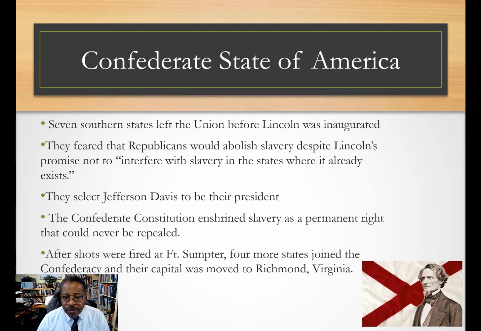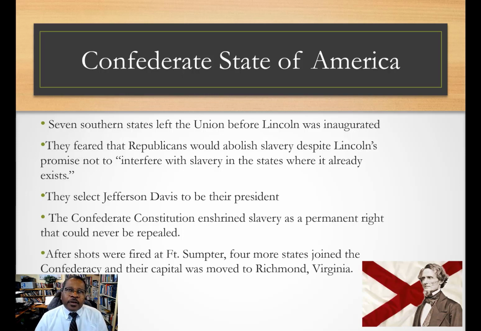They elect Jefferson Davis as their president. And then after shots are fired at Fort Sumter, they moved the capital from Montgomery, Alabama to Richmond, Virginia. And this is why the war is going to be so bloody and take so long, because Richmond, Virginia is just about 100 miles from Washington, D.C. So when you put the capitals so close together, this is why the South feels they cannot afford to lose Virginia. Losing Virginia is also losing its capital.